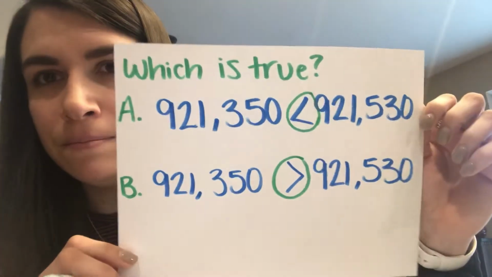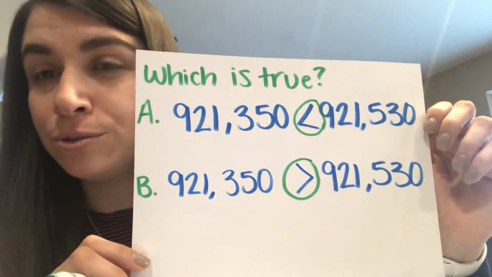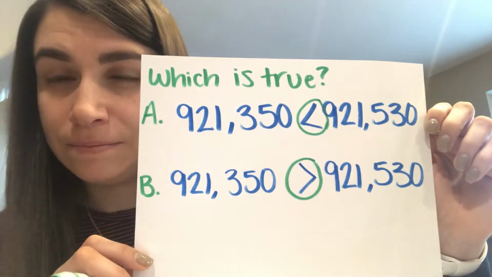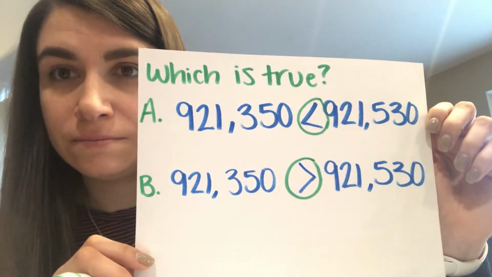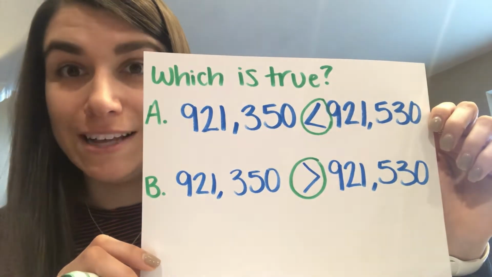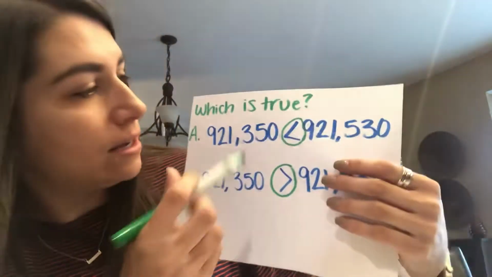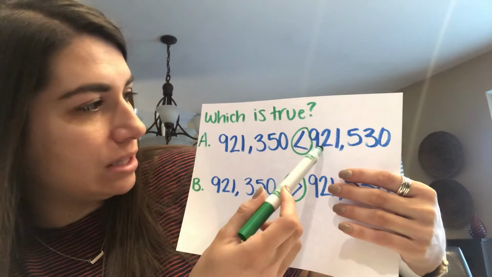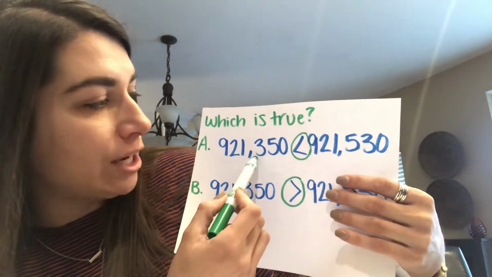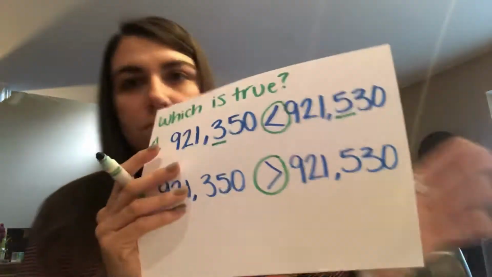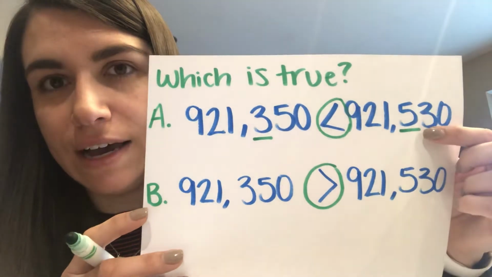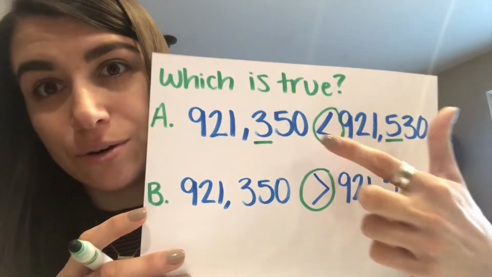The second one, you have to decide which one of these statements is true. So go ahead and look at the problem and decide which one's true, A or B. All right, so for this one, I'm gonna look at A and see if this part is true. We start in the 100,000s place. The 9 is the same, the 2 is the same, the 1 is the same, and then it changes in the hundreds place. We have a 3 and a 5. So I know that 500 is bigger than 300, so this is true.